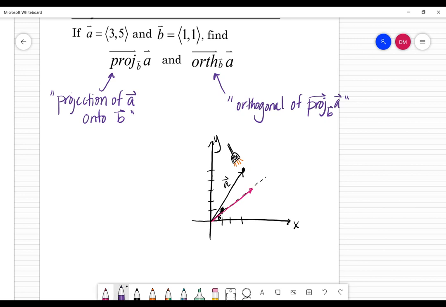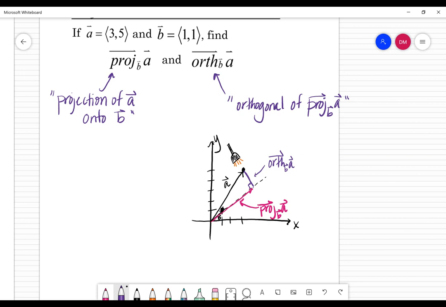The orthogonal to that will be essentially where that shadow cuts off, and that would be at a right angle like that. So let me label these real quick. This pink one is my projection vector of A onto B. This purple over here, making the right angle to that where my shadow cuts off, would be the orthogonal of A onto B. Okay, so that's kind of what this looks like.